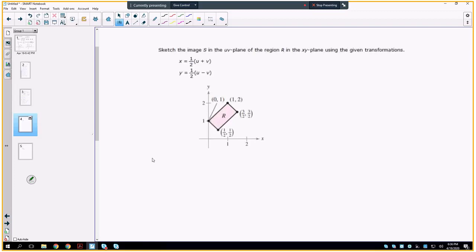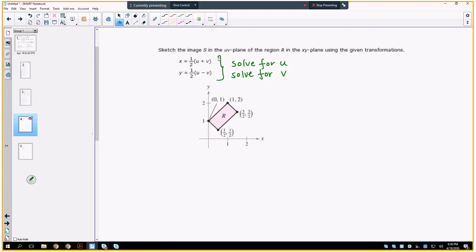So I think a good place to start would be, let's solve this system of equations for U and V, because what we're trying to find are bounds for U and V, because I'm guessing that we're going to have a rectangle in the UV plane when we're finished, so we just need to know its length and width, basically.